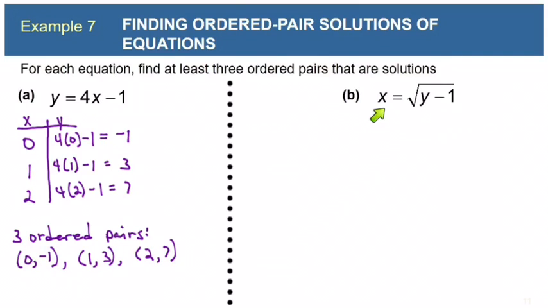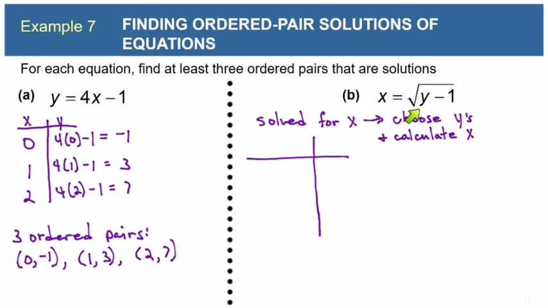Notice that part B is solved for x, so we'll actually be plugging in a y and calculating an x. Okay, so let's make a table. This time we're choosing y, and since y minus 1 is under a radical, I would like to choose y values that are going to give me perfect squares. I know that 1 minus 1 is 0, so 1 would be a good value to use. I know that 5 minus 1 is 4, and I know that 4 is a perfect square, so I'll choose 5. And also 10 minus 1 is 9, and that's a perfect square, so I'll choose 10.